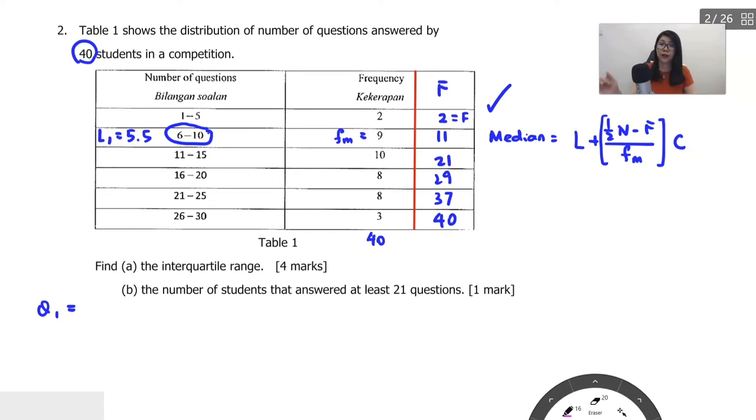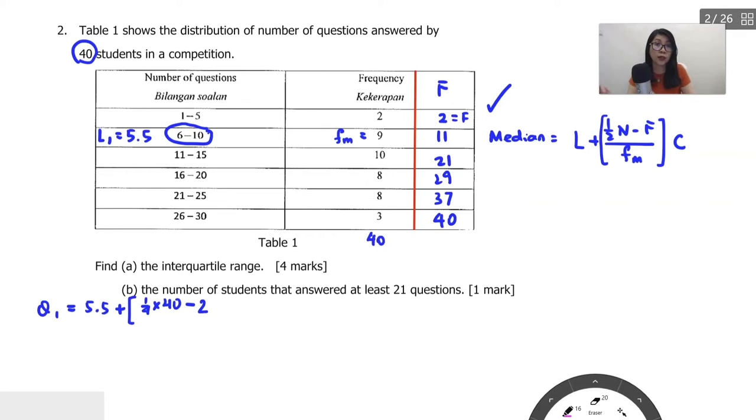F. Okay? So next one. We're going to put this into the Q1. So our Q1 would be 5.5 plus a quarter times the total N. Total frequency is 40. Then after that, I'm going to minus the cumulative frequency before that class, which is 2.